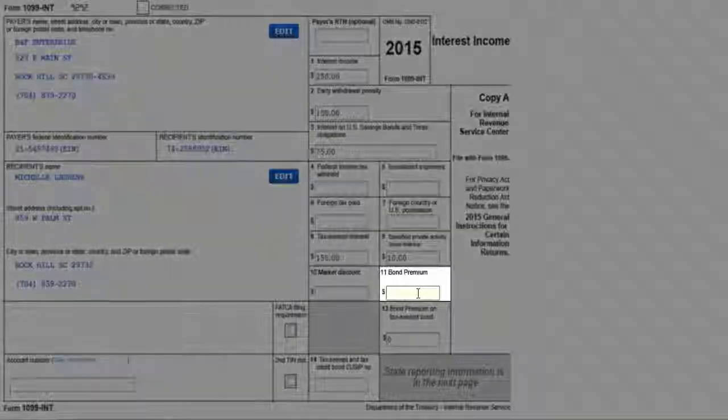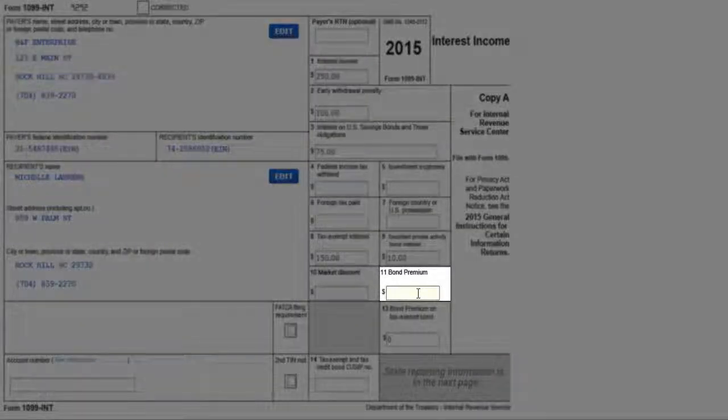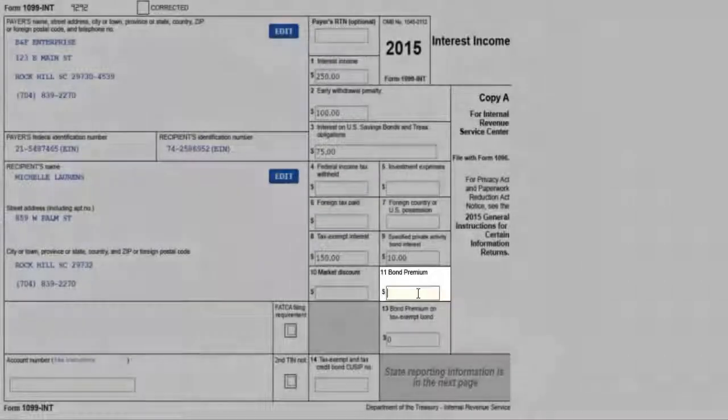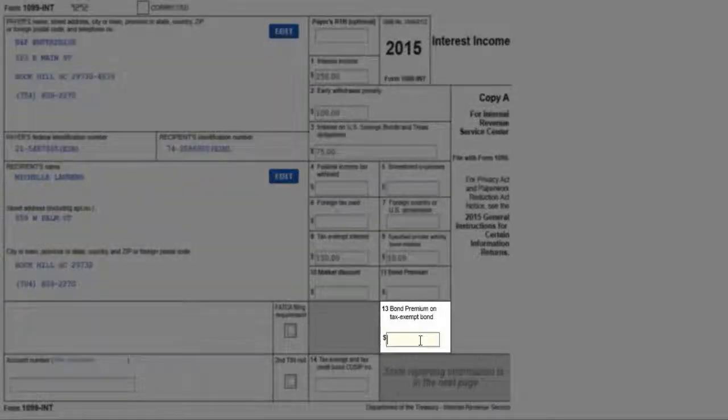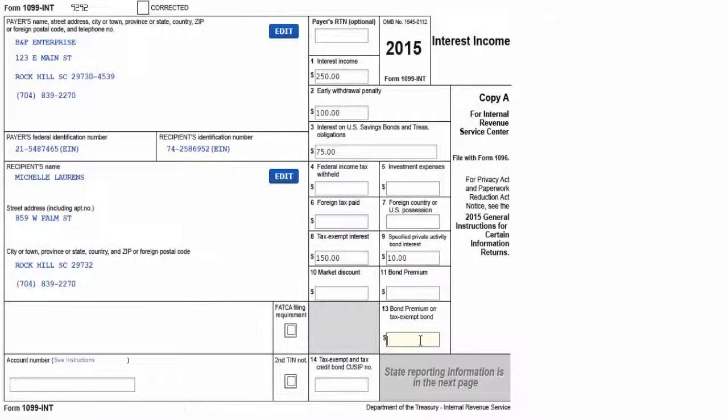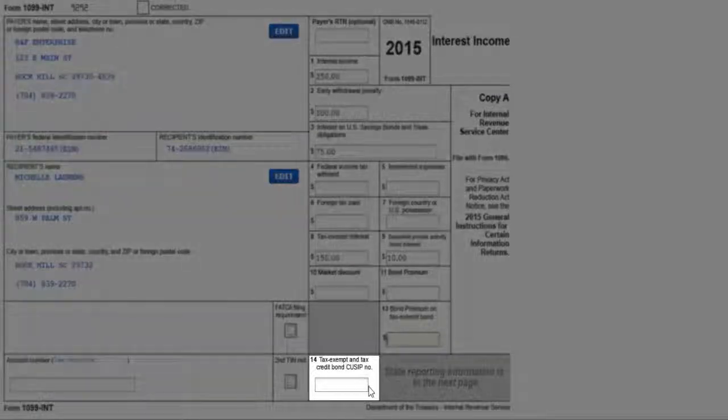Box 11. For a taxable covered security acquired at a premium, enter the amount of bond premium amortization that can be allocated to the interest paid during the tax year. Box 13. Enter the amount of bond premium amortization allocable to the interest paid during the tax year. If you reported a net amount of interest in box 8 or 9, whichever is applicable, leave this box blank. And box 14. Enter in the CUSIP number of the tax-exempt bond for which tax-exempt interest is reported in box 8.